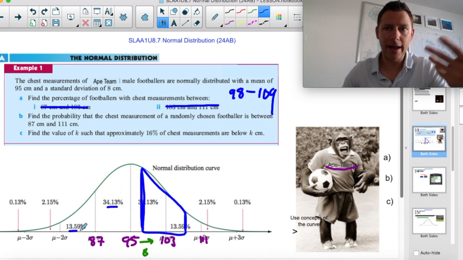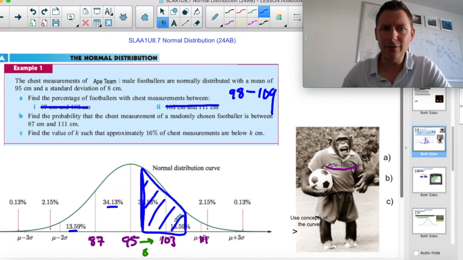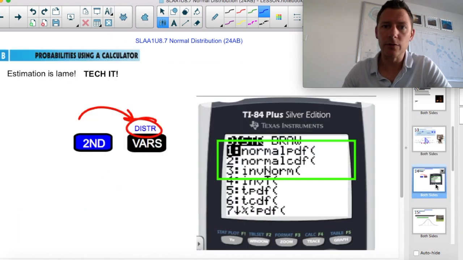These are helpful. I kind of have them in my head because I use probability a lot, but I don't know how far this is. I can figure out how many standard deviations this is away from the mean, but these are not nice integer standard deviations away from the mean. So we need something else to work with that, and we're going to use tech to do that because your calculator knows those.